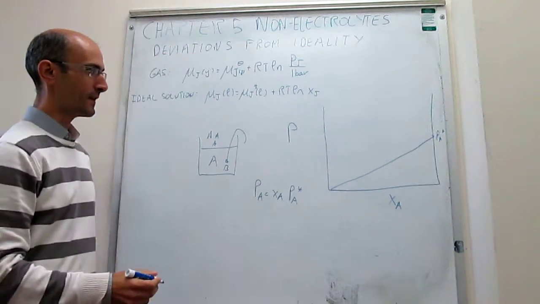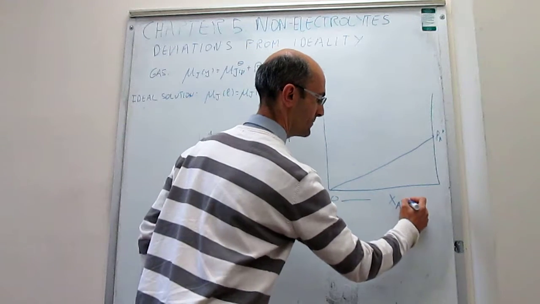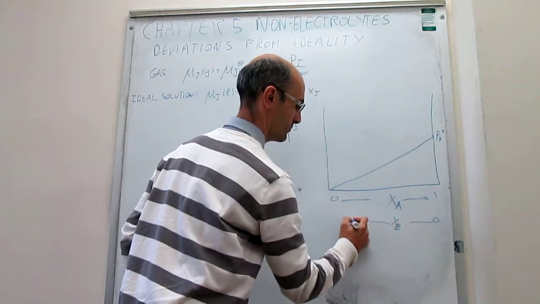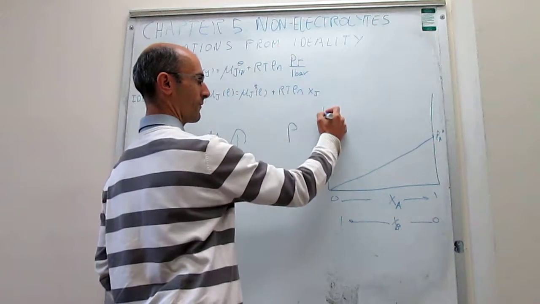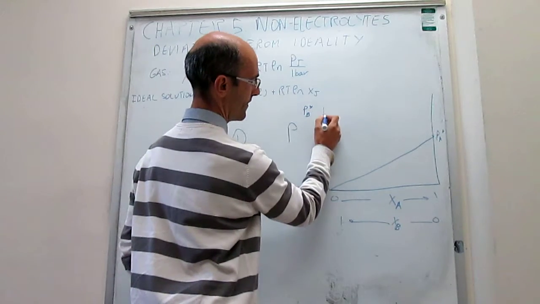The same thing would happen for component B, which in this case would run opposite. Component B will go from 0 to 1, and you will have a graph that looks like this if B is more volatile than A.